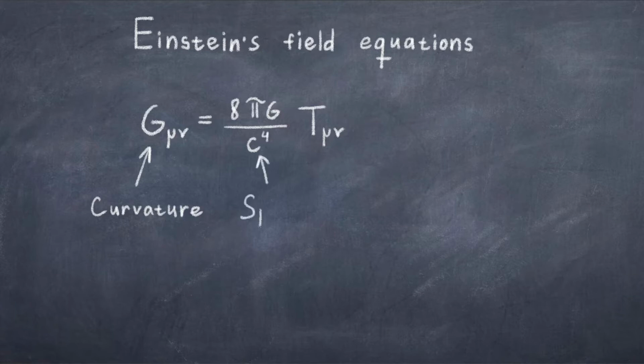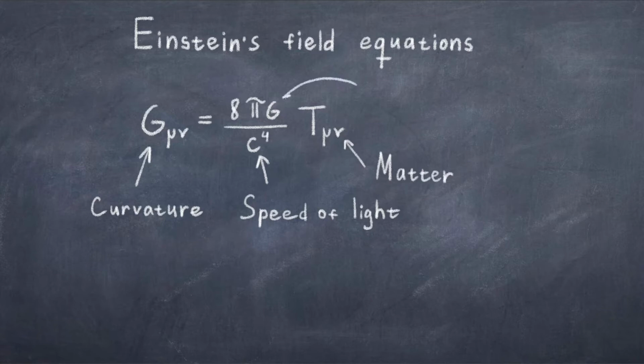What is important is that the left hand side represents the curvature and the structure of space. On the right hand side, one can see the speed of light c, and again the Newtonian gravitational constant G, which is not the same as the Einstein tensor. Finally, we have the energy momentum tensor T mu nu, and this contains all the matter in the universe. So essentially, this equation has space on the one side and all the stuff on the other side.